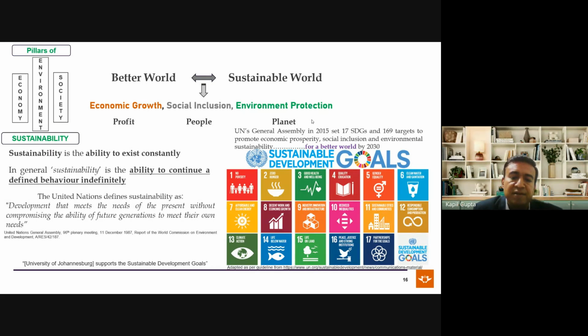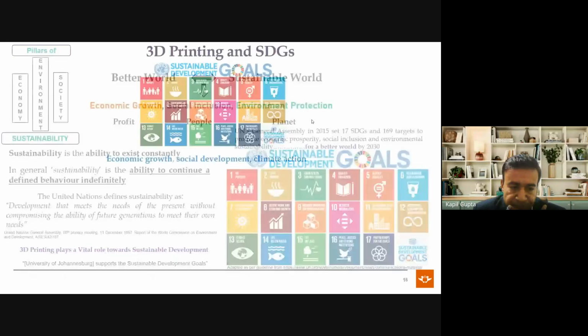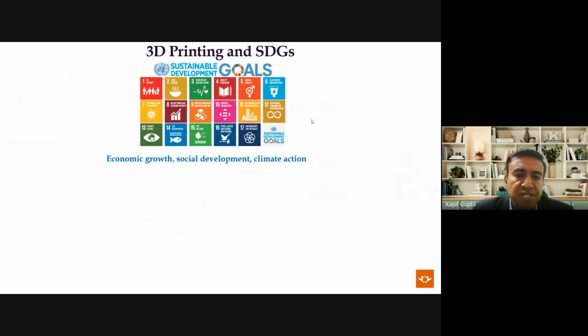And there are impact rankings for universities. There are also impact rankings for nations, United Nations member states, showing which country is at the topmost. Finland is at the topmost while making sustainability-related impacts. Now, I believe that 3D printing plays a vital role towards sustainable development. How? We'll see. So, 3D printing and SDGs.